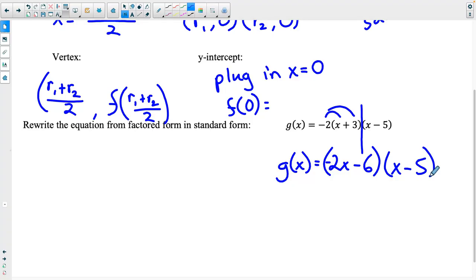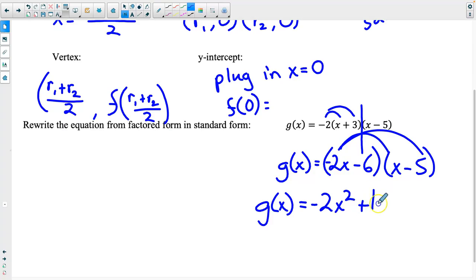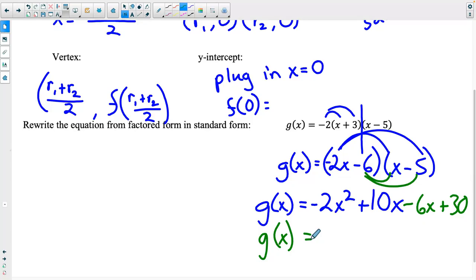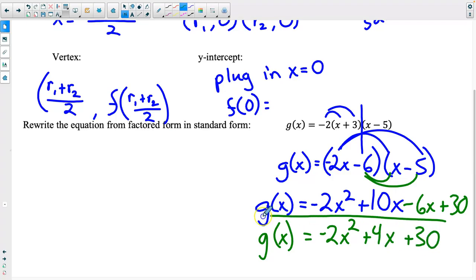All right, folks, so we start distributing, and I get g of x equals negative 2x squared, and then I get a positive 10x. Flip-flopping colors here. We get negative 6x plus 30. Am I done? And so we end up with this lovely standard form.